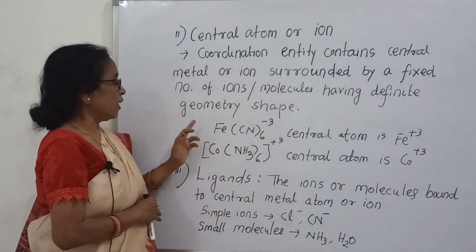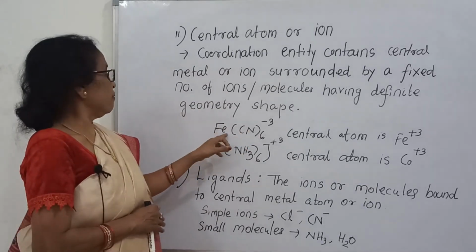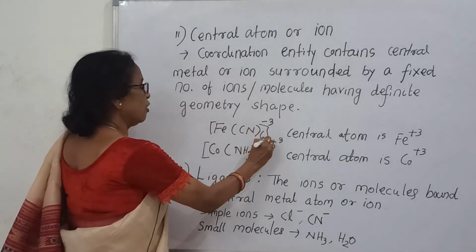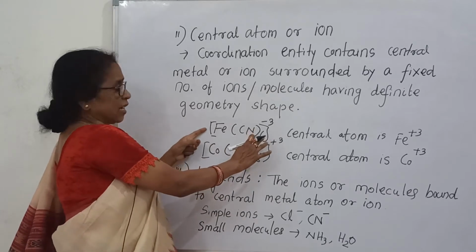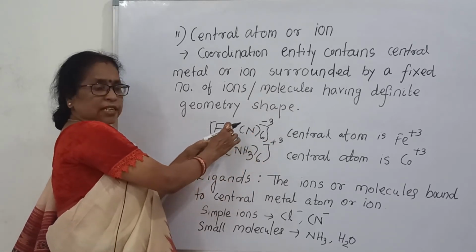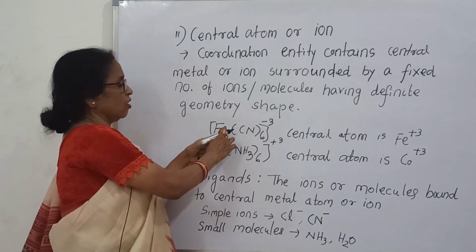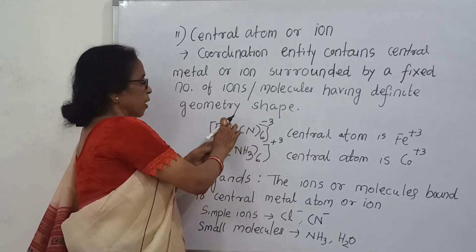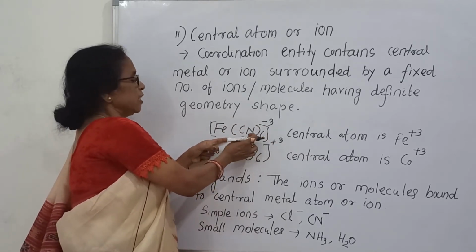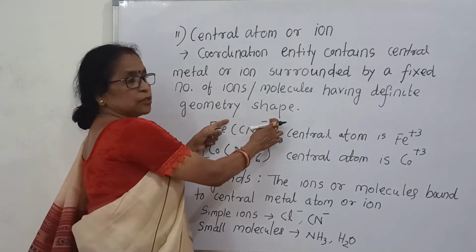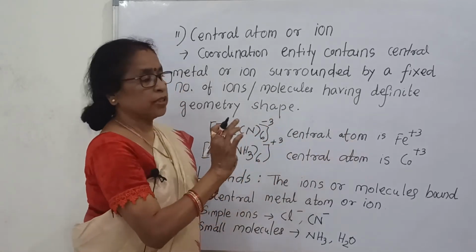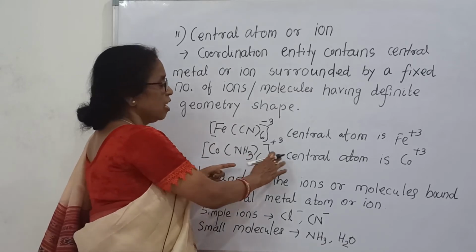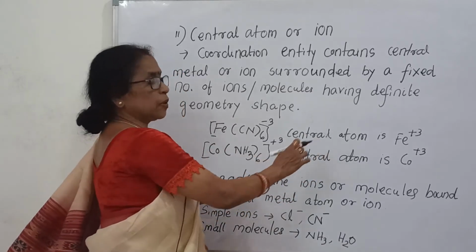What is an example? See here, [Fe(CN)6] with charge -3. This square bracket is the coordination entity. In the coordination entity, the metal is iron, having charge +3. How the charge is +3, I will explain later. Now remember +3: CN is -1 each, so -6, and with +3 the total is -3. The central atom is Fe3+. Here also, the cobalt is surrounded by 6 molecules of ammonia, where the central atom is Co3+.